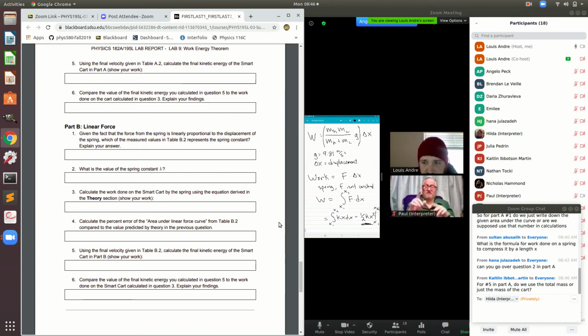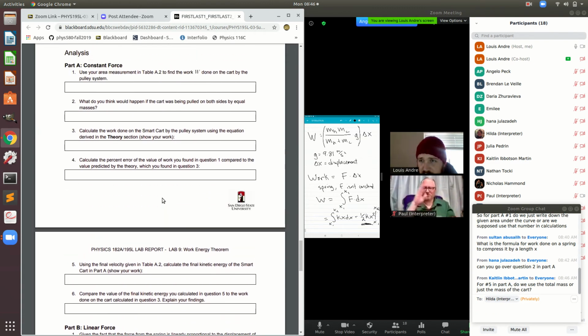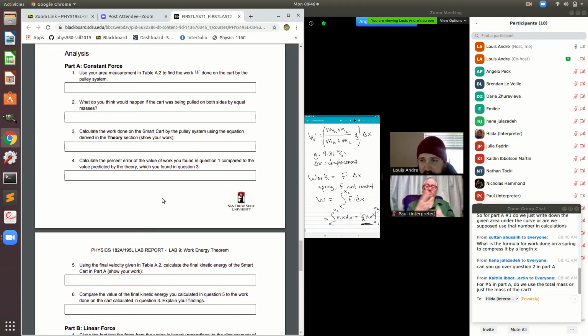Can you go over question 2, part A? What do you think would happen if the cart was being pulled on both sides by equal masses? Well, what do you think would happen? If you're being pulled on both sides by equal masses, that means they're producing the same amount of force on each side, so it's being pulled in opposite directions with the same amount of force, right? What would happen? Very vague question. Nothing would happen, right? If you're being pulled in both directions with the same amount of force, you should expect that you're not going to move in either one of those directions.